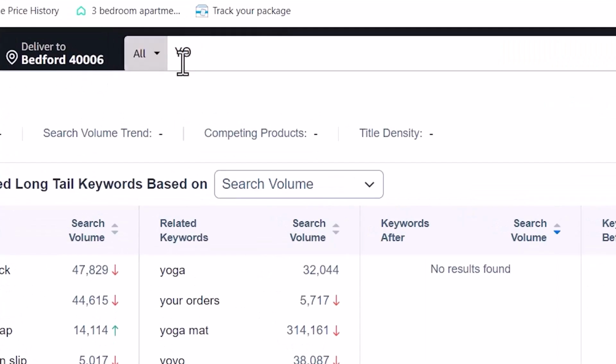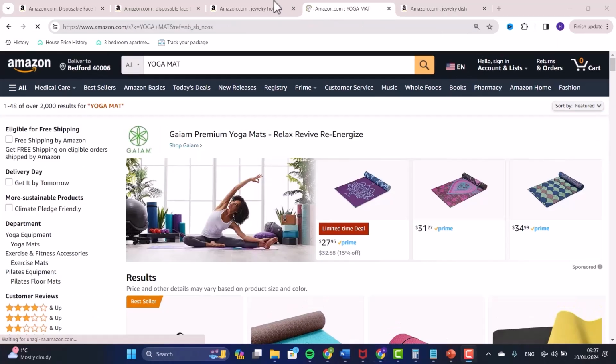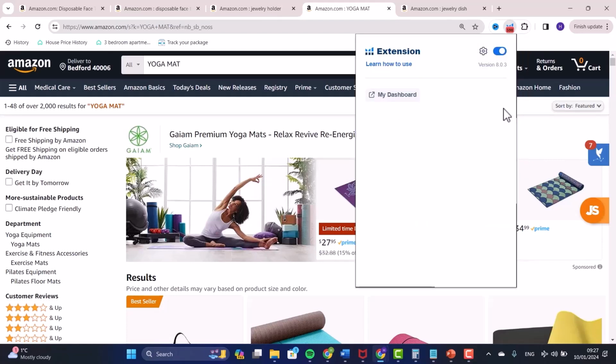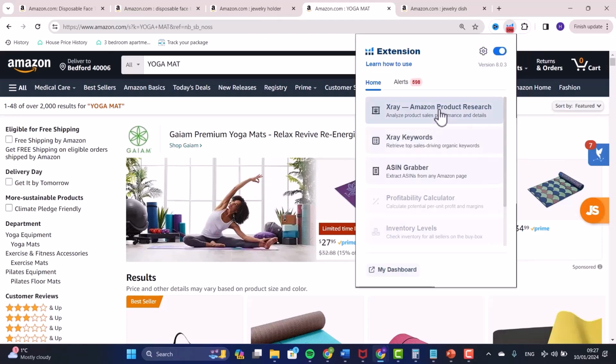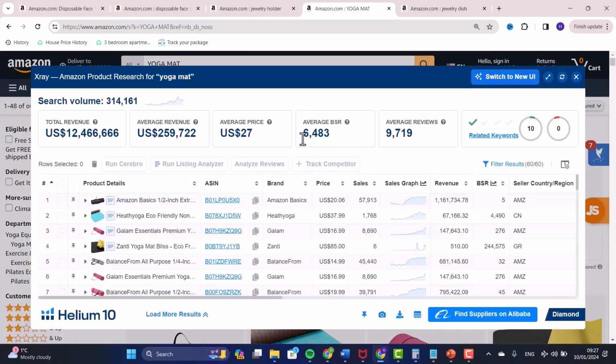So if you go to Amazon and search, for example, a yoga mat, then we will need to do the readings for this one using X-ray. Helium 10 is one of the tools that does that. It's got so many tools in Helium 10. One of the tools is called X-ray. It's exactly like what an X-ray would do. It will give you a screenshot of everything that you wanted to see of the product, the sales volumes and the search volume.